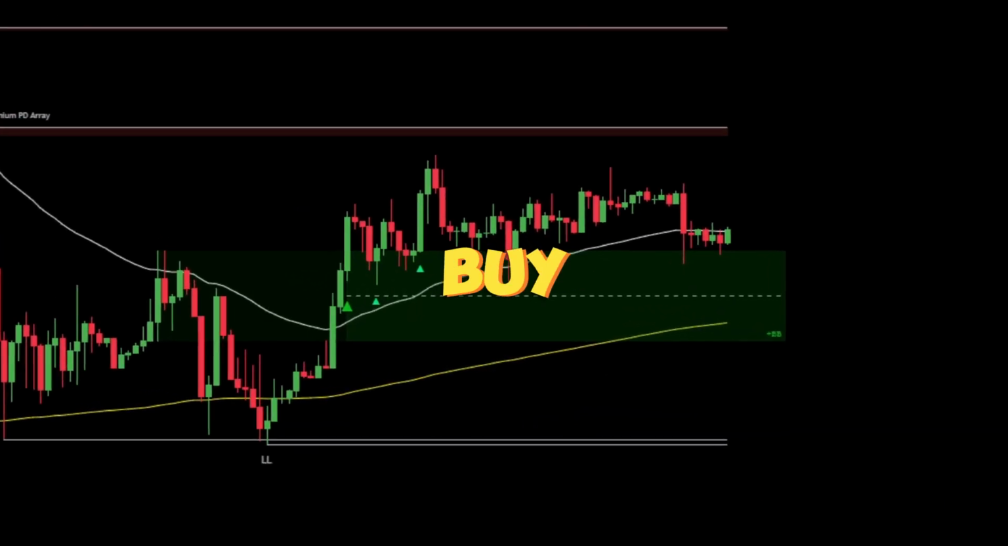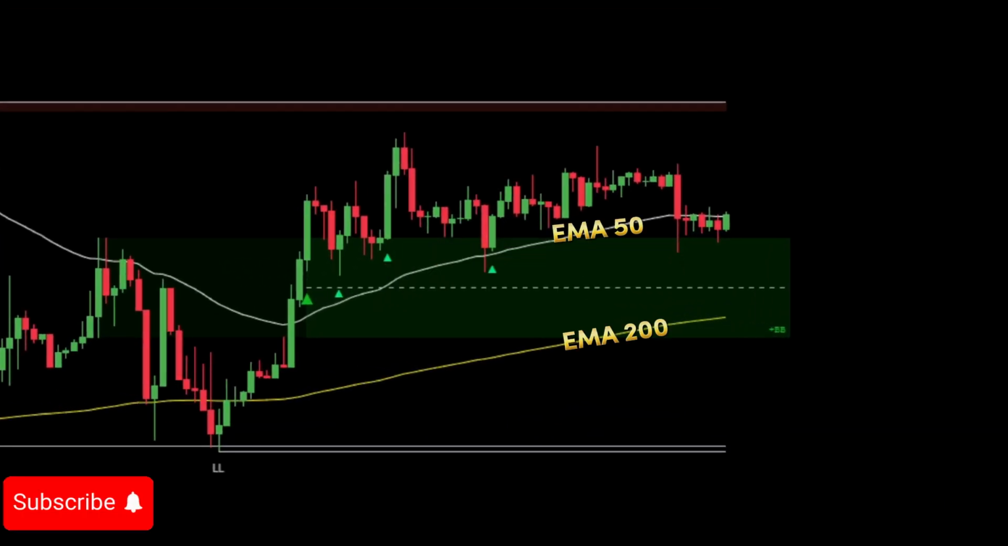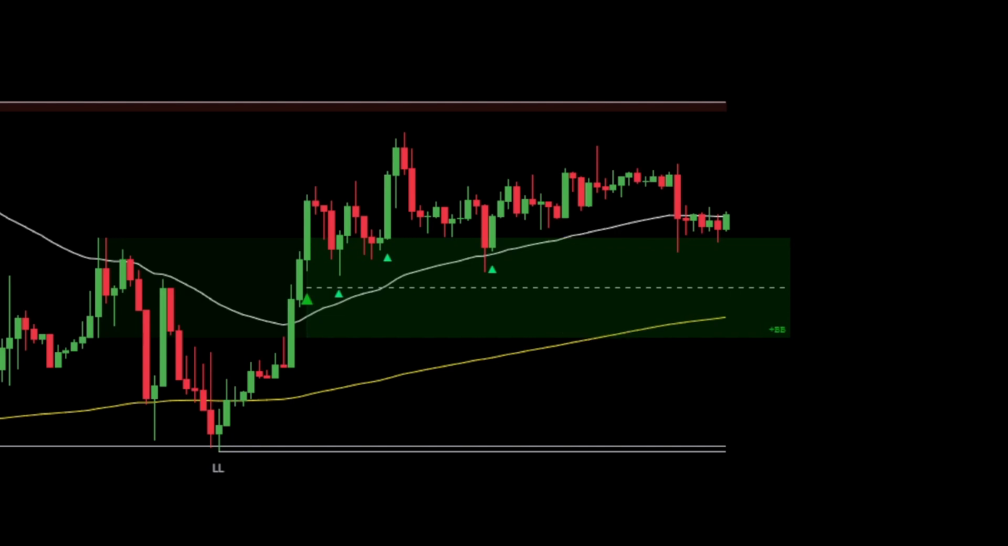How to place a buy order. If EMA 50 crosses above or is above EMA 200, it indicates a bullish trend. In this scenario, your main focus should be finding the best point to place a buy order. Wait until the breaker blocks with signals indicator shows a bullish breaker block area. Once the indicator confirms a bullish breaker block area, wait for the price candlestick to retest the bullish breaker block area.